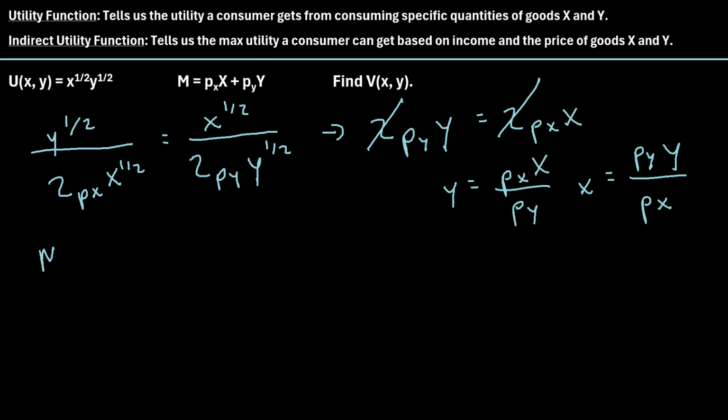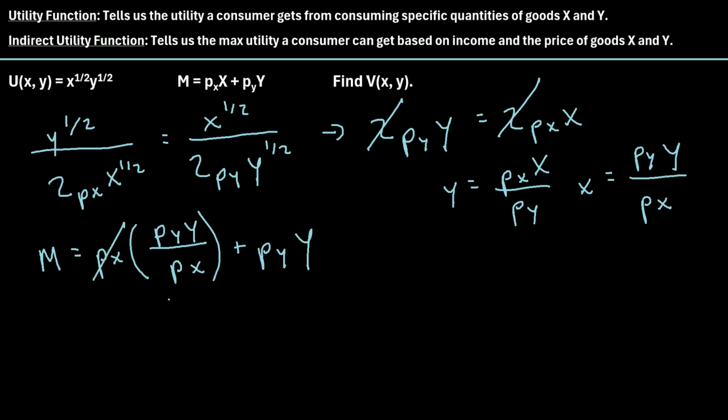So we'll say M, income, is equal to the price of X times the price of Y times Y over the price of X. And then we have plus the price of Y times Y. So we'll notice that this price of X will cancel out with this price of X, and we'll have M is equal to, so here we just have the price of Y times Y, and then we have another price of Y times Y. So that's 2 price of Y times Y's. So we'll say M is equal to 2 times the price of Y times Y.